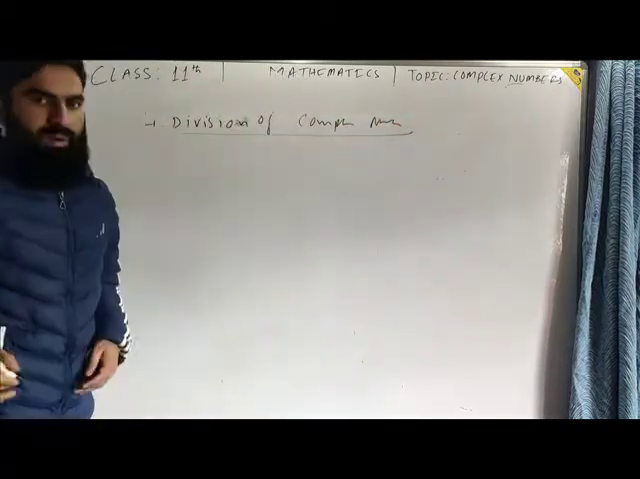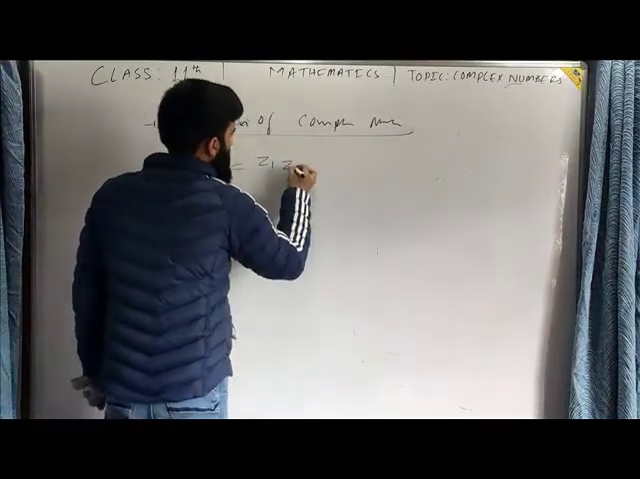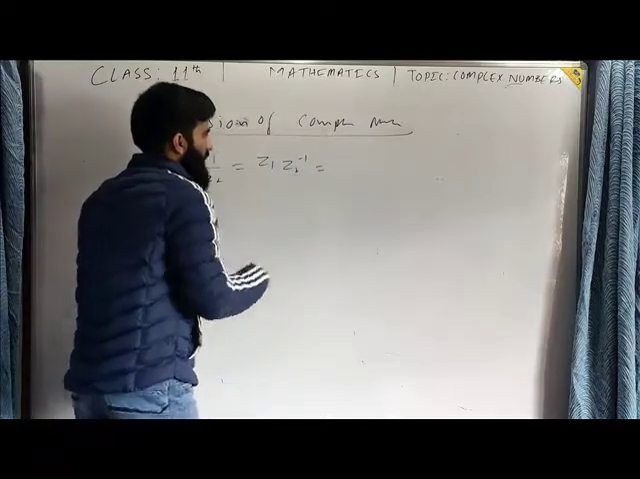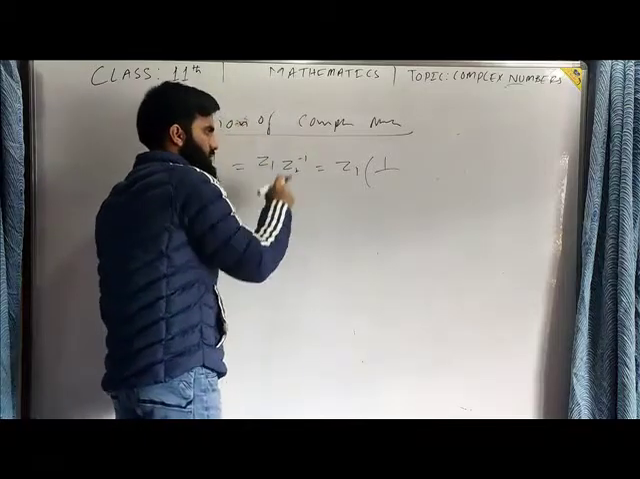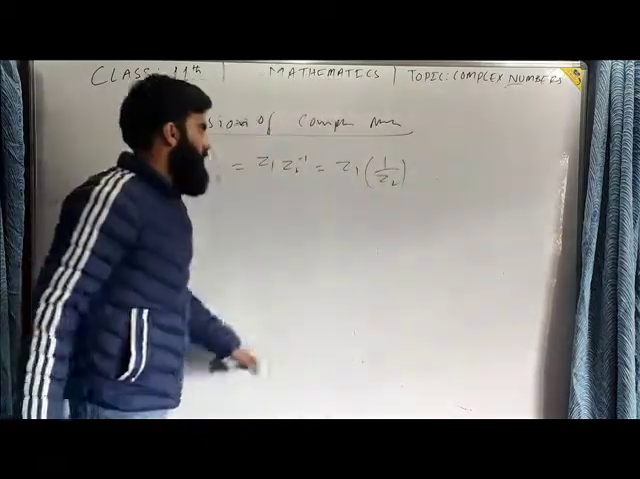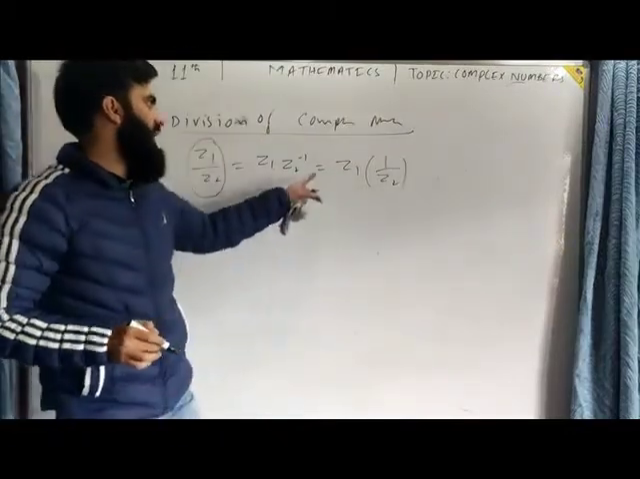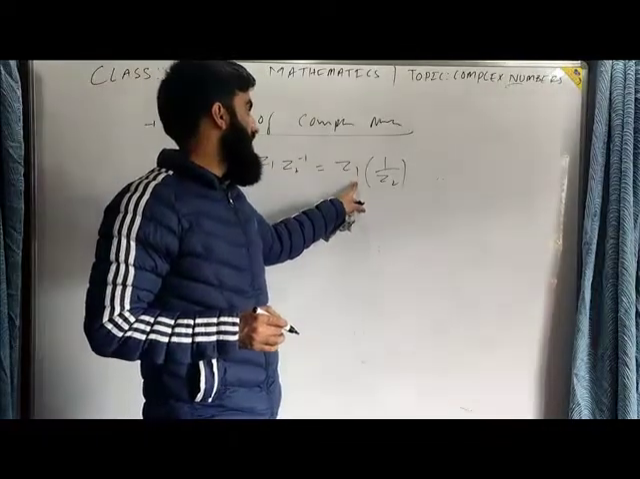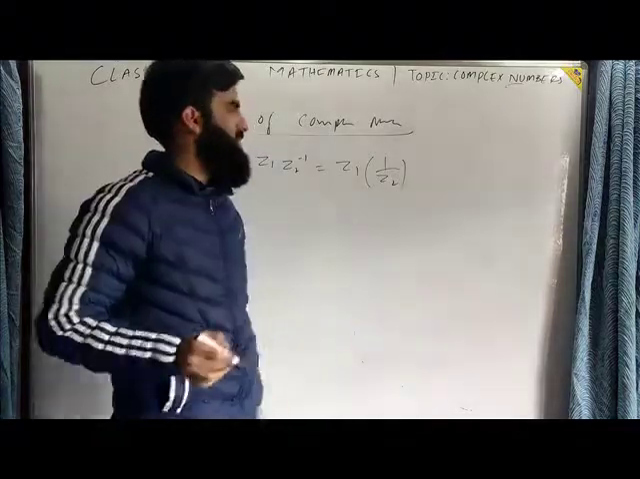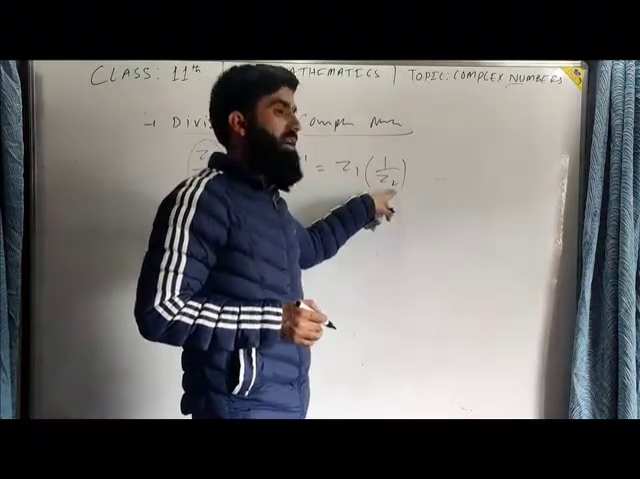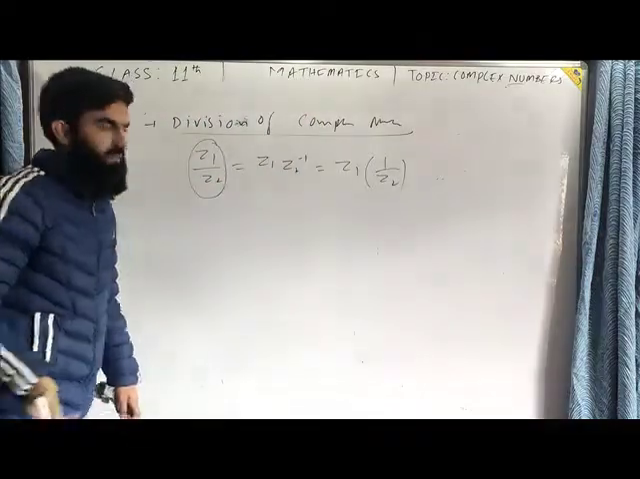Now, if you talk about the division of complex numbers, that means if we have z1 and z2, you can write z2 to the power minus 1, that is 1 upon z2. Then z1 into 1 upon z2 is nothing but the division of two complex numbers. This is a multiplication of one complex number with the multiplicative inverse or reciprocal of another complex number. That is what we call division: multiplication of the first complex number with the reciprocal of the second complex number.